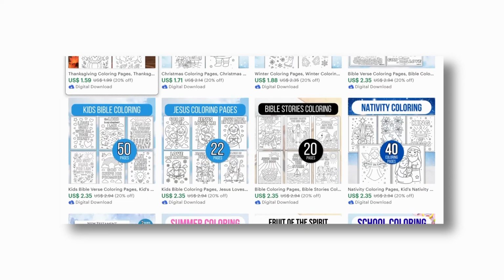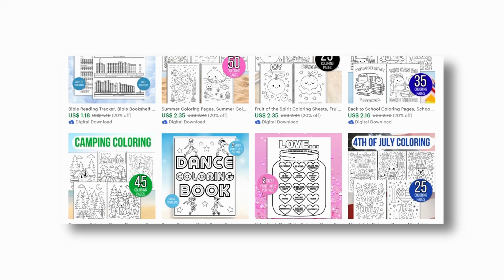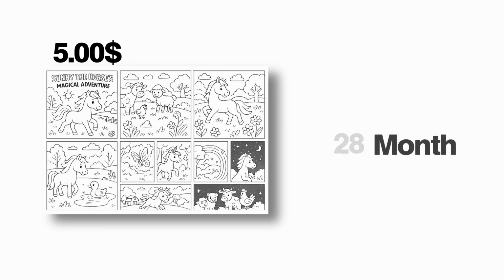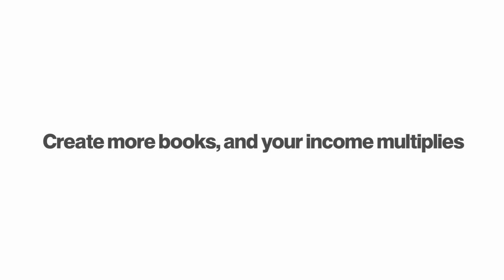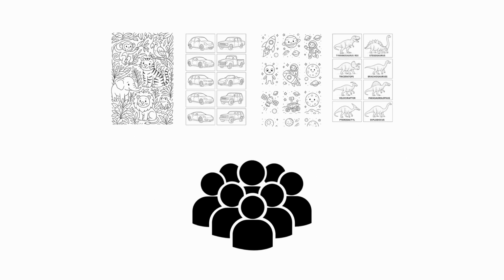Now here's the cool part. People are already making thousands with this. Many Etsy sellers have hundreds of reviews on coloring books like this. If your book sells for $5 and you sell 100 copies a month, that's $500 passive income from one book. Create more books and your income multiplies. You can make different themed books, like animals, cars, space, or dinosaurs. Each one targets a different audience and gives you more chances to sell.